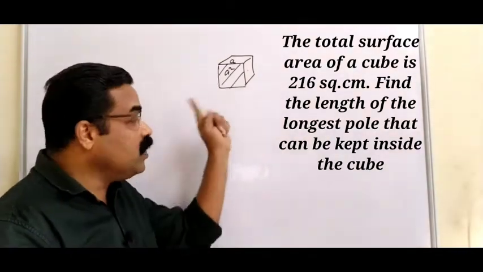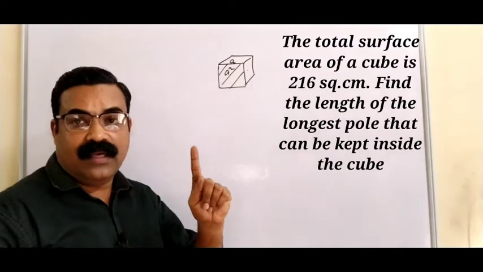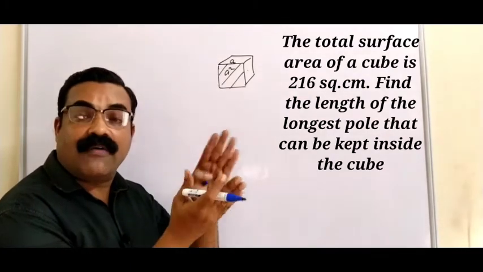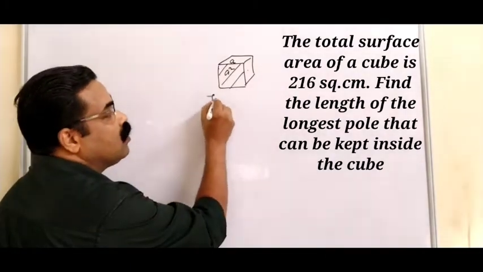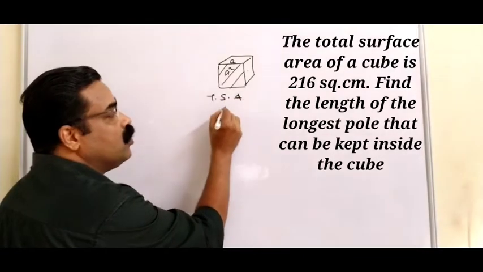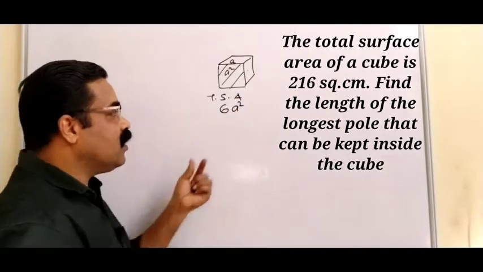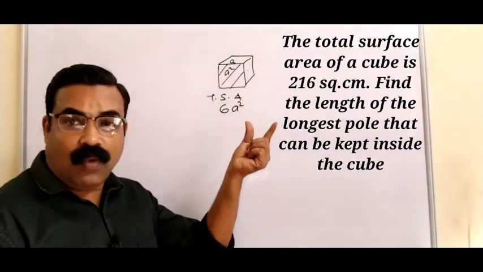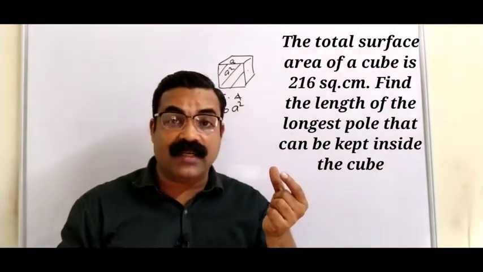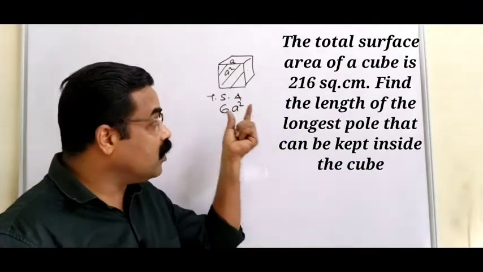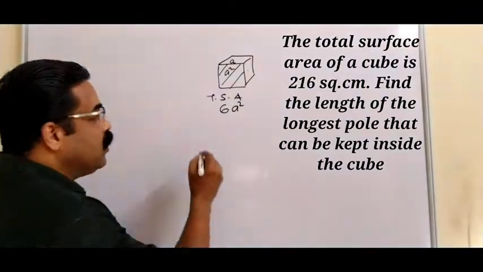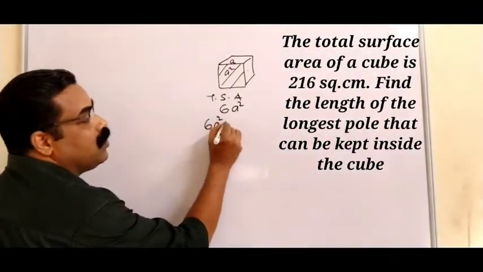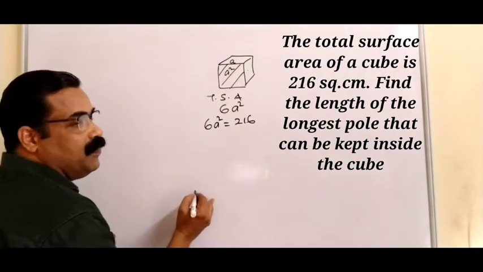Like that, how many sides are there? 6 sides are there. So what will be the total surface area of the cube? Total surface area will be equal to 6a square, where a is one side. This is given in the question: 216 is the total surface area of the cube. That means you can take 6a square equals 216.